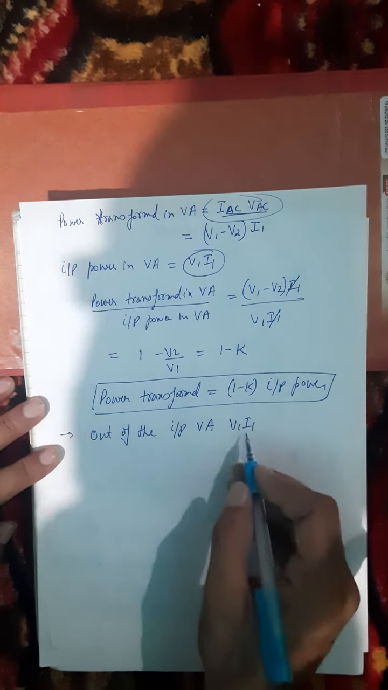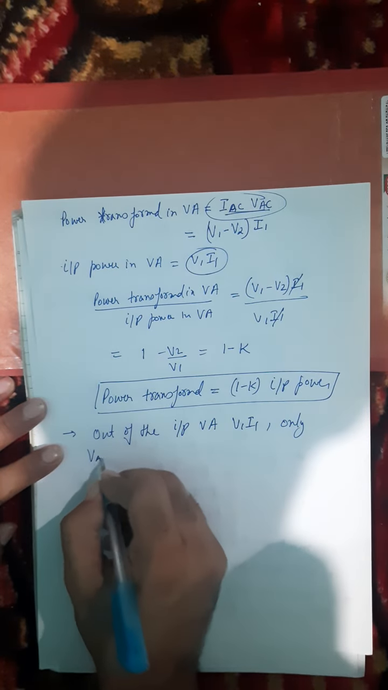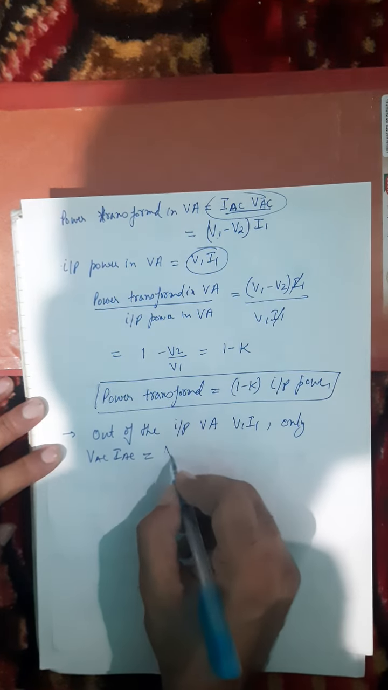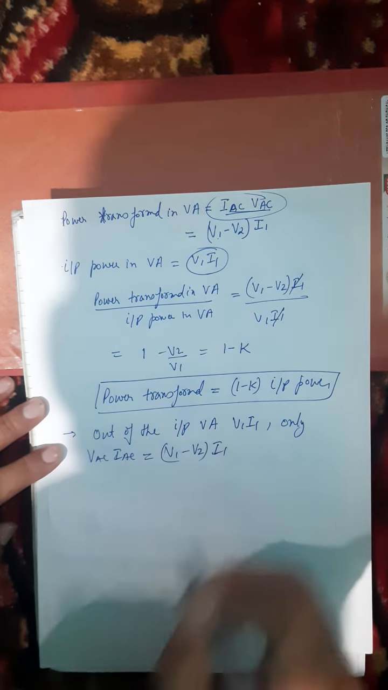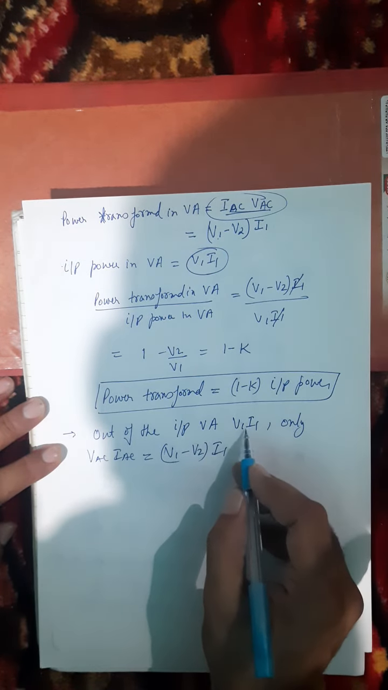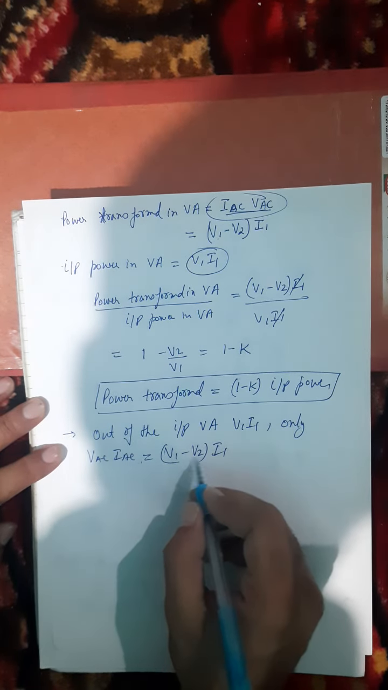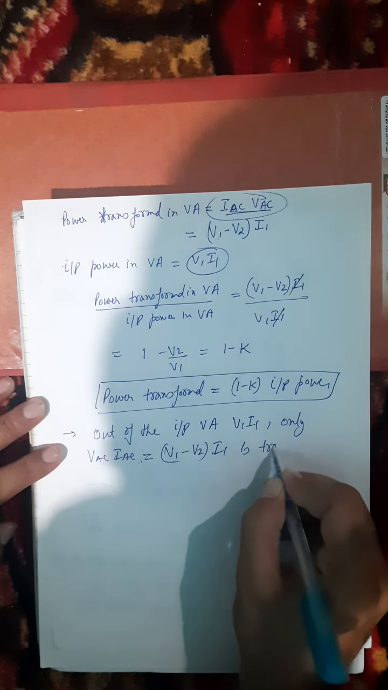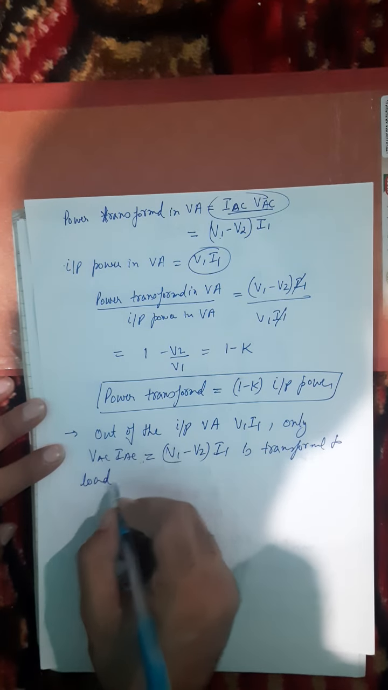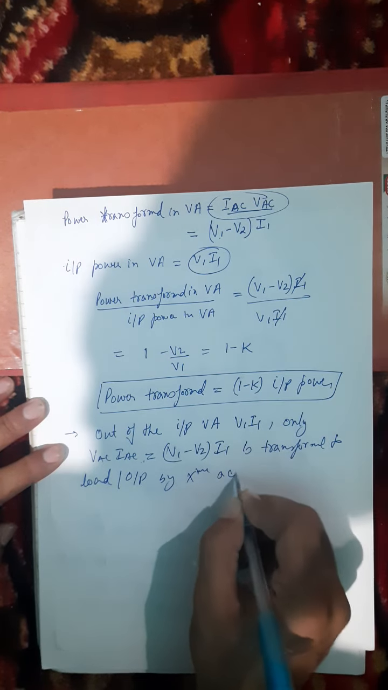Out of the total input volt ampere, which is V1 I1, only VAC into IAC, which is equal to V1 minus V2 into I1, is transformed to the load or output by transformer action.